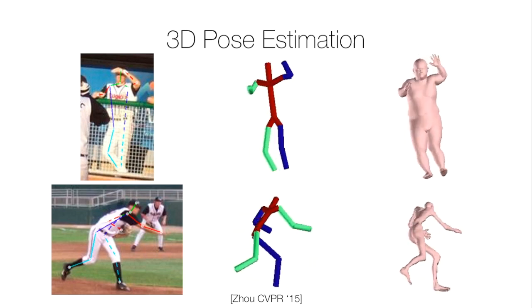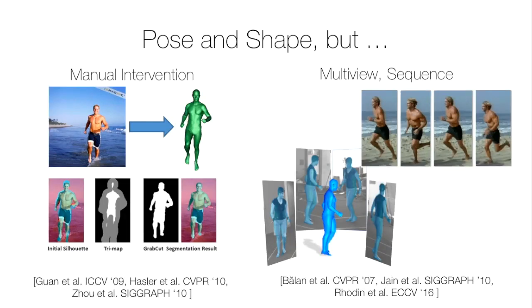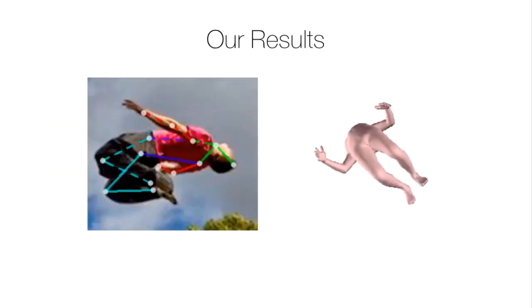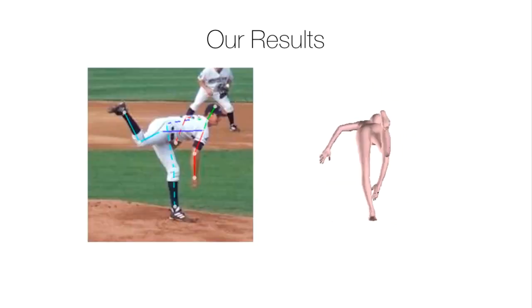well as the pose. There are a few methods that solve for both pose and shape, but require manual intervention, or multi-view or video sequence. Our approach is fully automatic, and operates just with single views. Furthermore, we demonstrate our approach on natural images with complex poses.